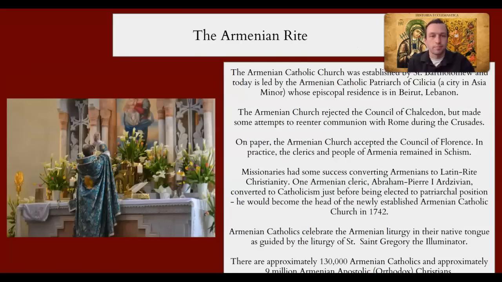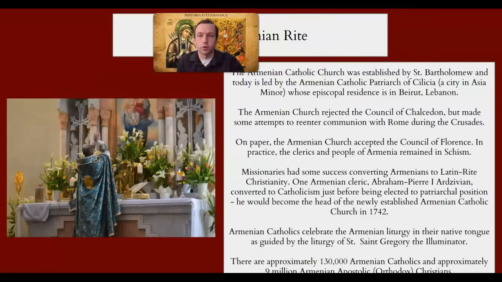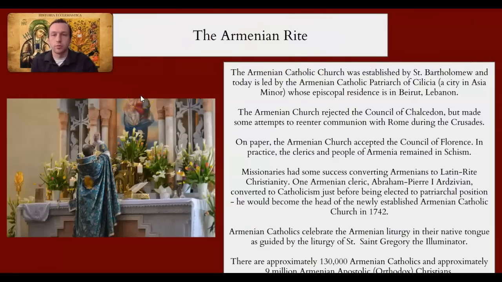The Armenian Rite. The Armenian Catholic Church was established by Saint Bartholomew, and it is today led by the Armenian Catholic Patriarch of Cilicia, which is a city in Asia Minor, otherwise known as Turkey today. And so it's interesting that the Patriarch of the Armenian Catholic Church has his episcopal residence in Beirut, Lebanon. So it's kind of curious that the Armenian Catholic Rite is not centered in Armenia, but in Turkey and Lebanon. And the reason for that is persecution.